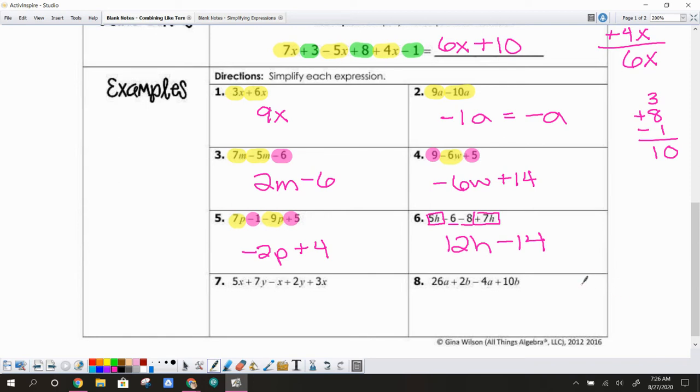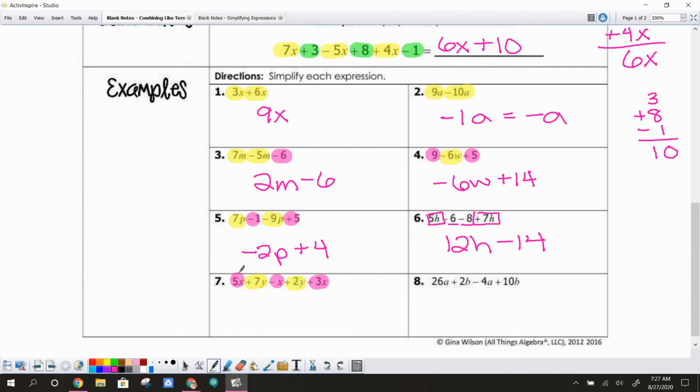All right, so number 7, we are going to have more variables this time. So I want to make sure that I am not combining terms that are not the same variable. So I'm going to go ahead and highlight, and I'm going to pick all my x terms are going to be pink. And then all of my y terms will be the yellow.